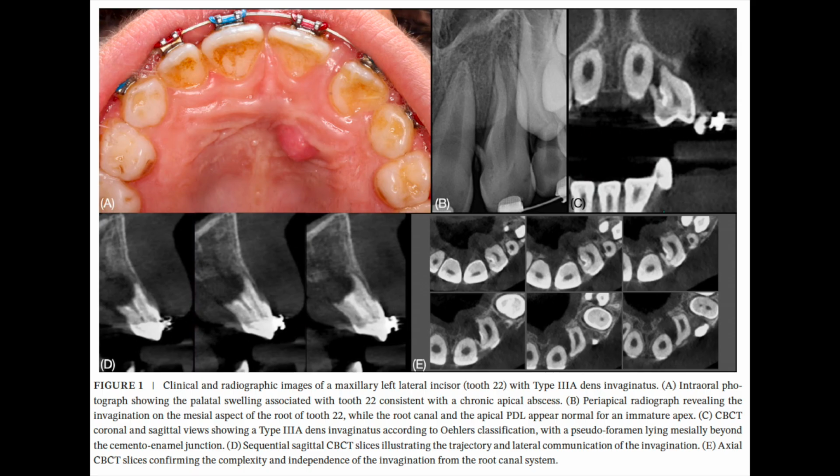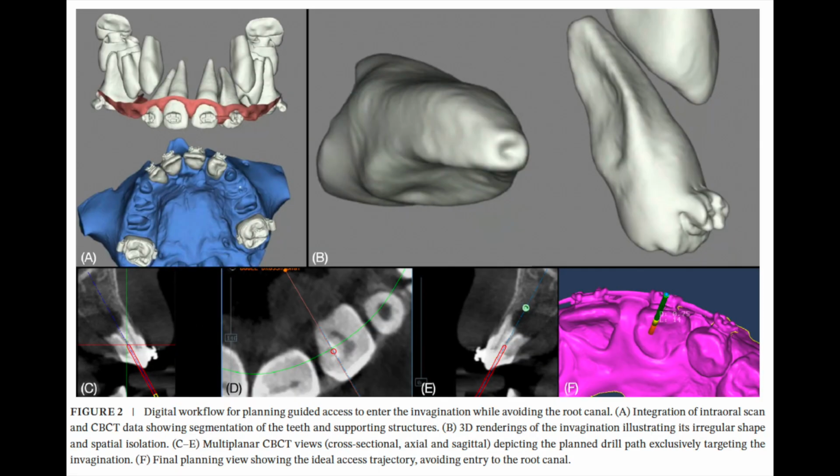For the treatment plan, a guided endodontic approach was planned to preserve the pulp health. An intraoral digital impression and CBCT data were integrated into implant planning software to design a virtual drill path, selectively targeting the invagination while avoiding the root canal.